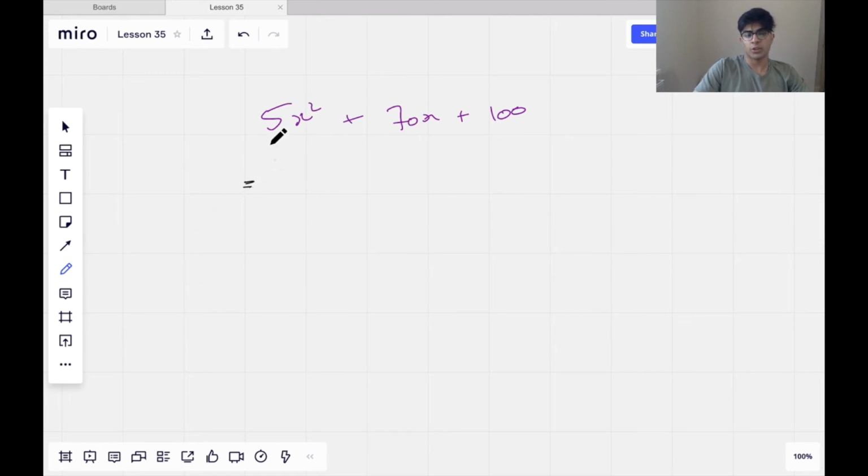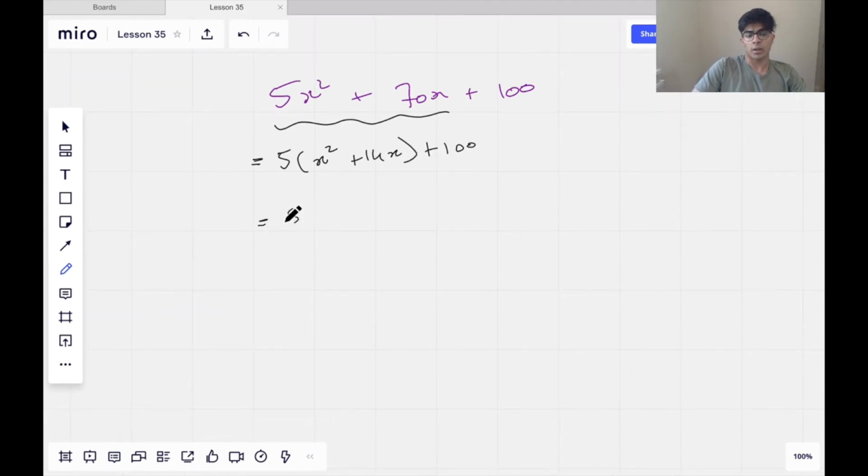Okay, so what we can do here is we can factorize out the 5, because the coefficient of x squared isn't 1. We have to think about factorizing this out. So if we look at the 5, we can factorize out the 5 in the first two terms. So we go 5, and then you have x squared, and then 70 divided by 5 is 14, and then plus 100. And then we work through what we did before. So remember, look at this thing here.